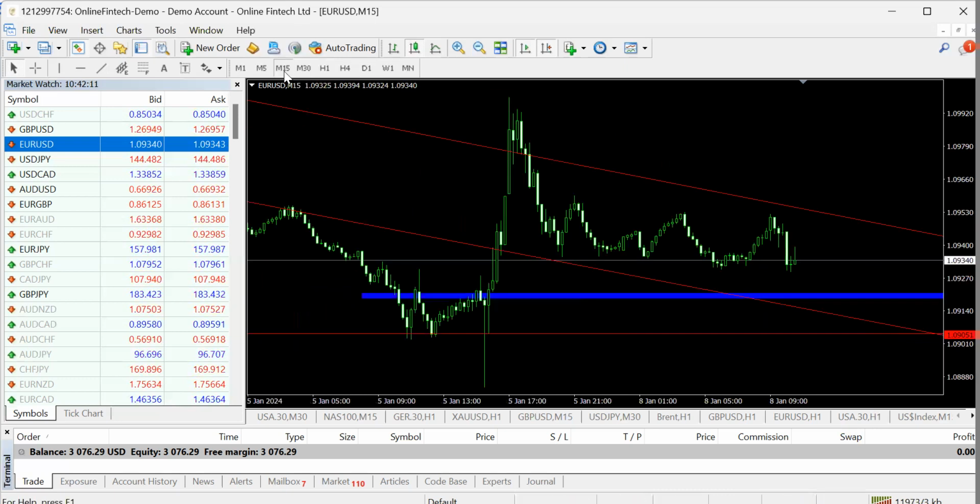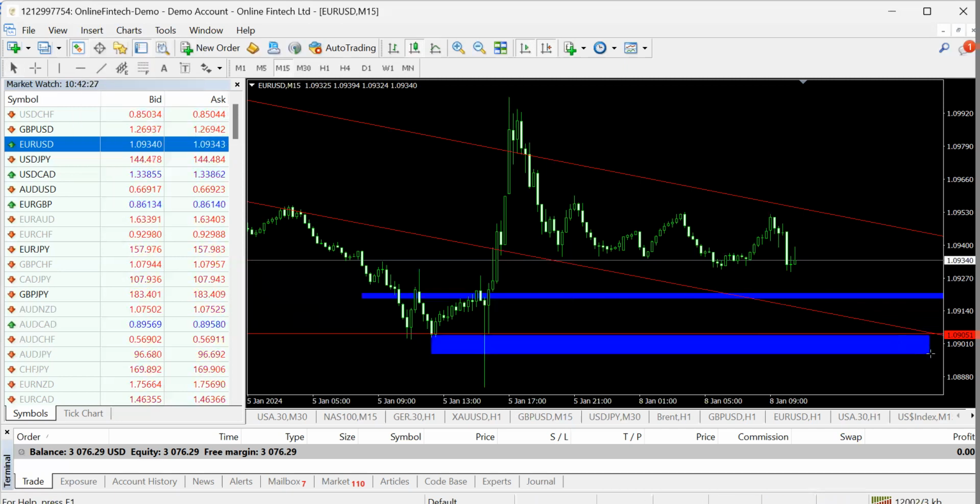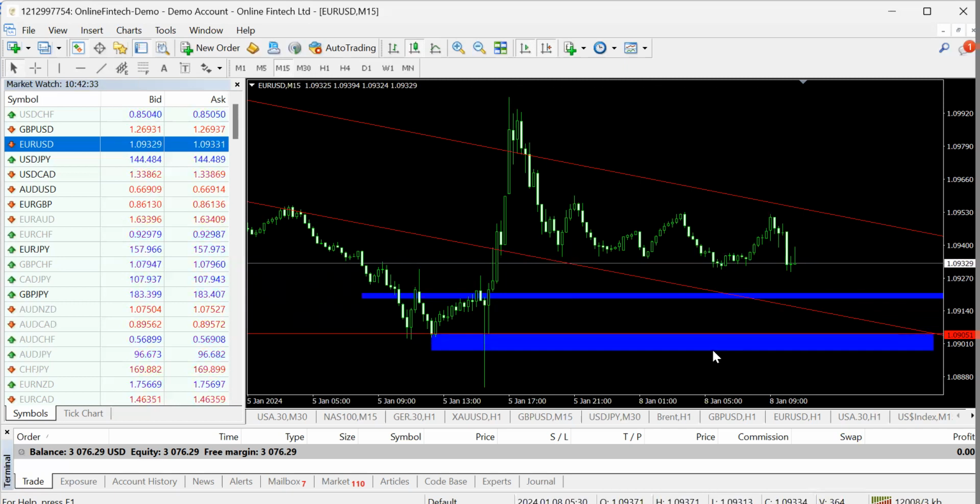So I can also tell that when it comes to EURUSD, again, we're anticipating a sell today. We're anticipating a downtrend, maybe to the level of, let's see, 1.09010.